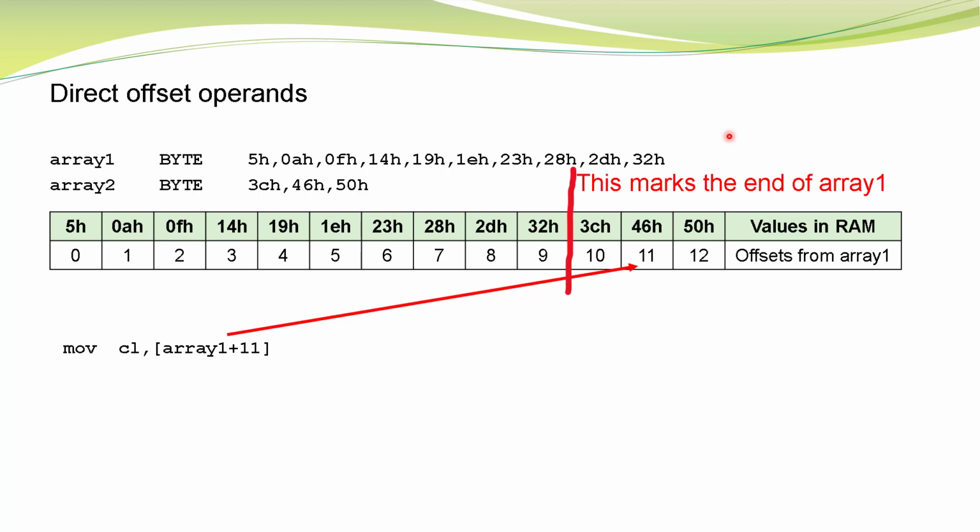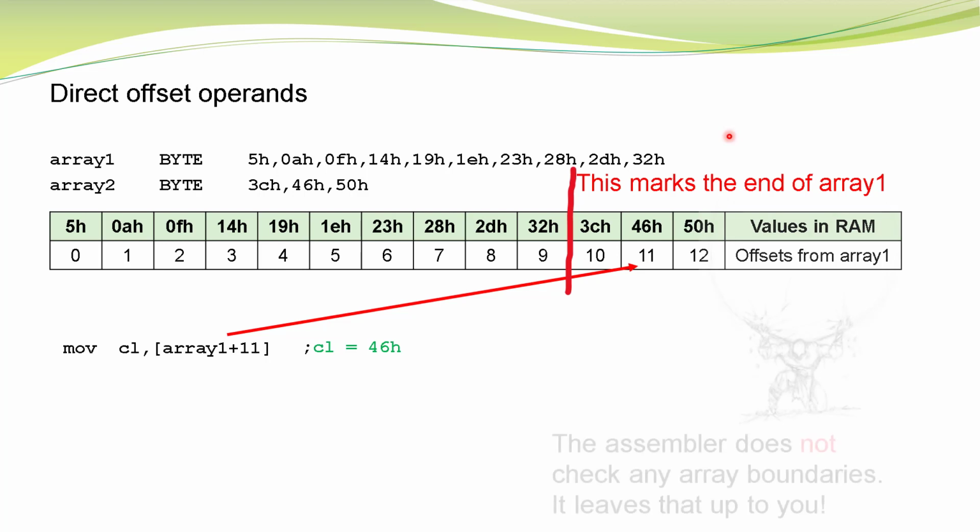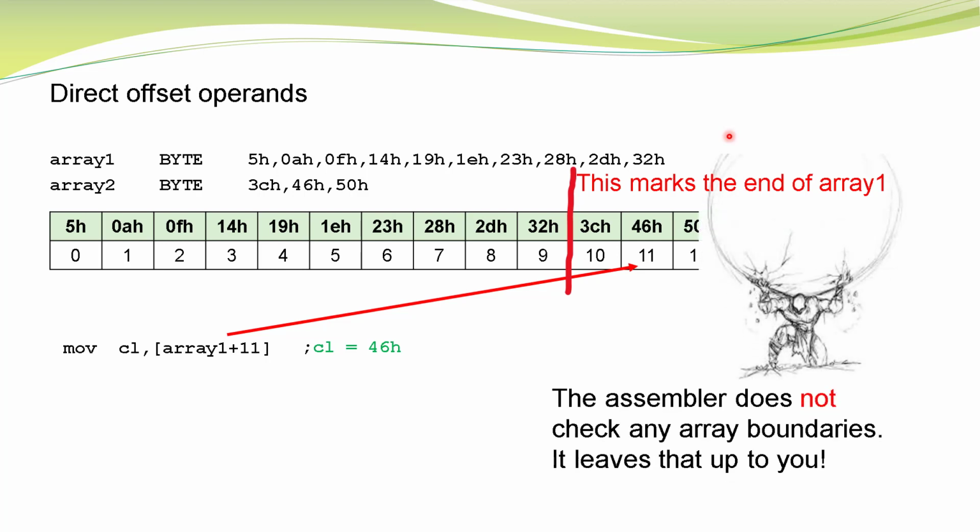Well, why didn't the assembler tell me about that? It won't. So it loads that 46H into CL. That's probably not what you intended. It might be. There's some techniques that use that, but it might not be what you really intended. The assembler doesn't help you out at all. It doesn't check for array boundaries.